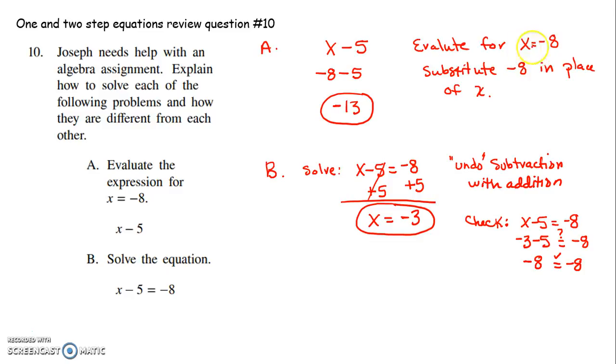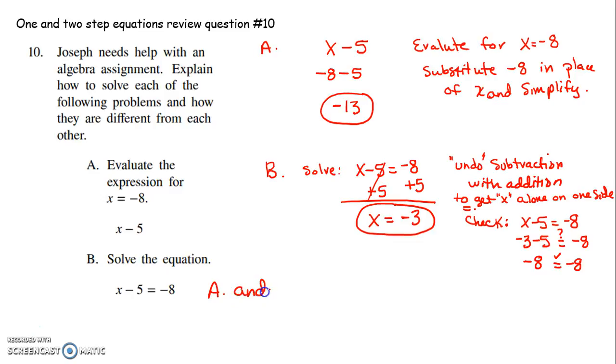So explain how to solve each of the following problems. To evaluate x is negative 8, I'll substitute negative 8 in place of x and then simplify. To solve this problem, I would have to undo addition with subtraction to get x alone on one side of the equal sign. So they wanted me to explain how to solve each of these problems. In symbols, I explained it, but I also put some words down to help. And how they are different from each other.